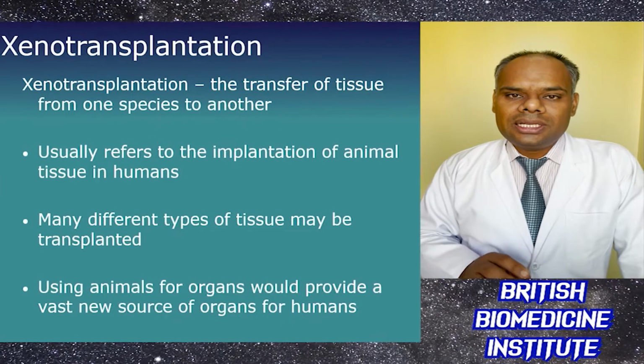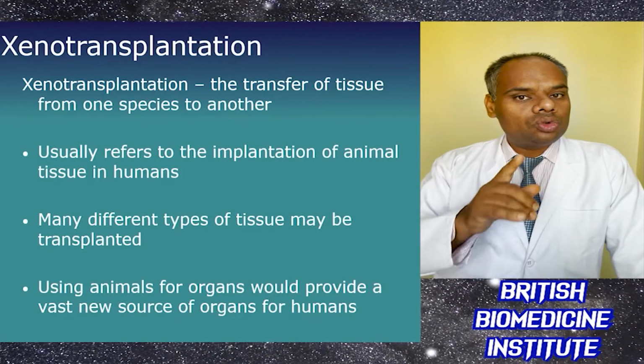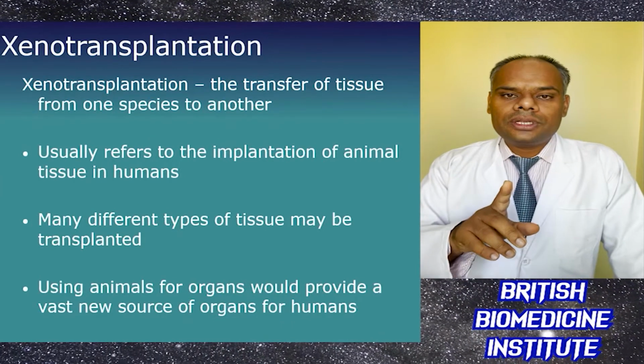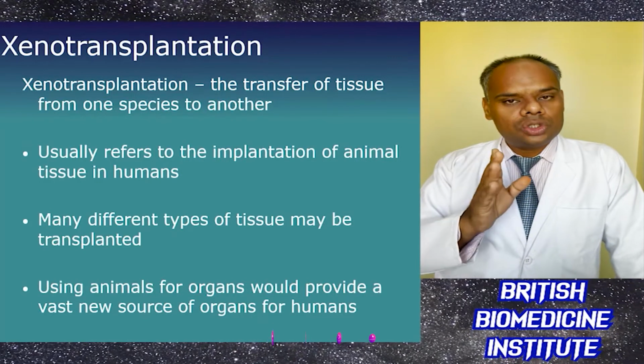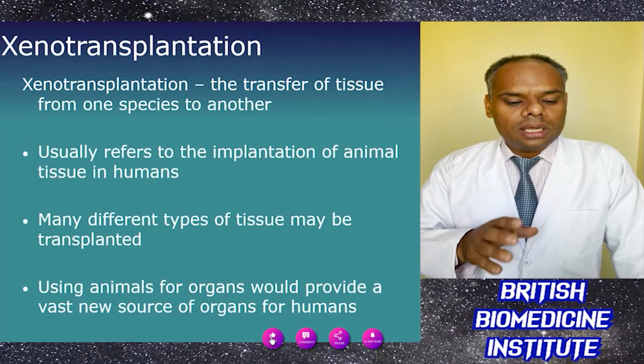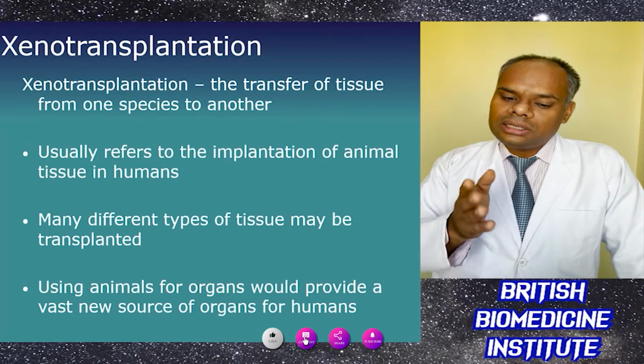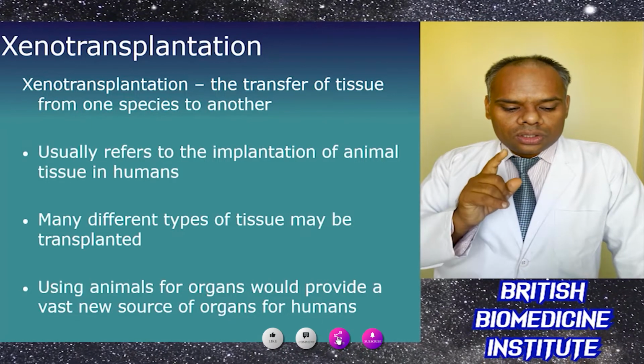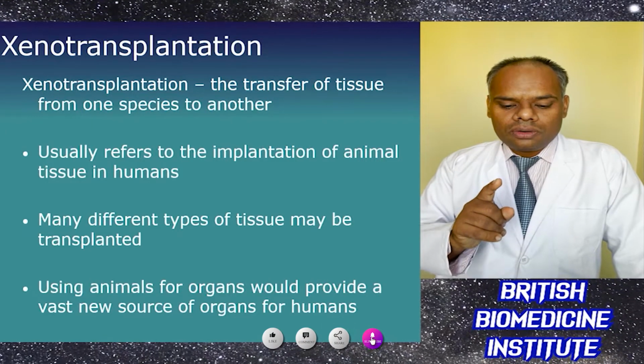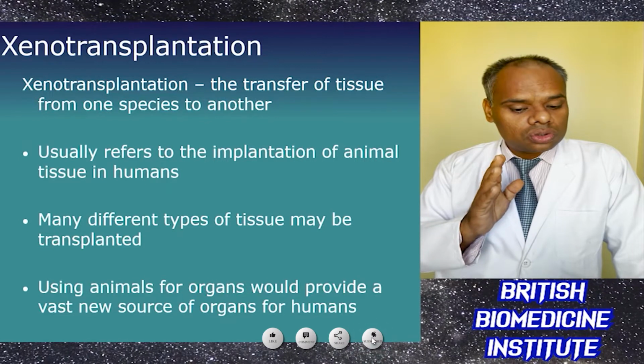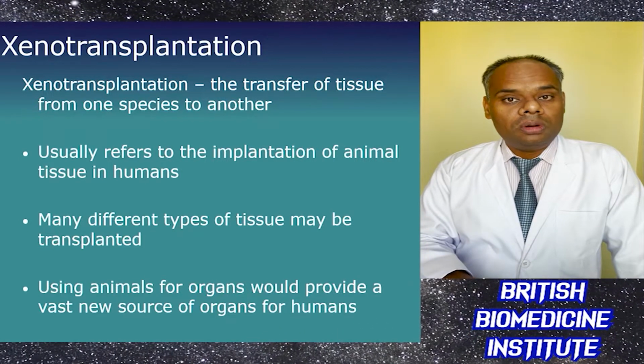Xenotransplantation. Basically, it is the transfer of tissue from one species to another. It usually refers to transplantation of animal tissue into human beings. Many different types of tissues can be transplanted. Using animals for organs would provide a vast new source of organs for human beings.